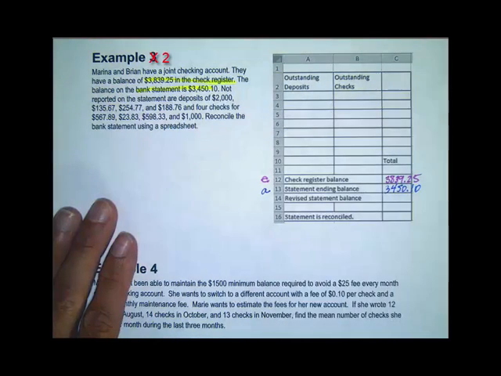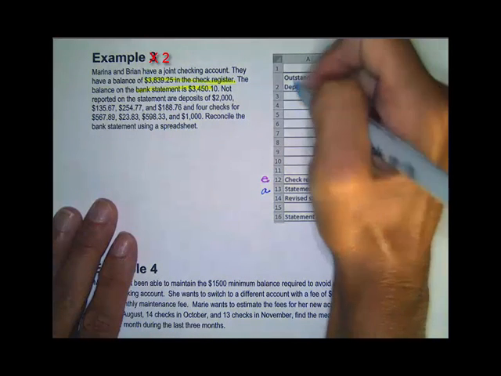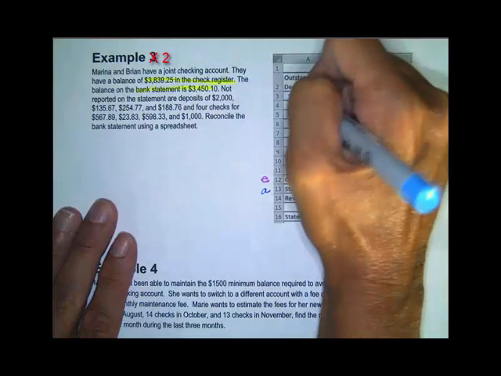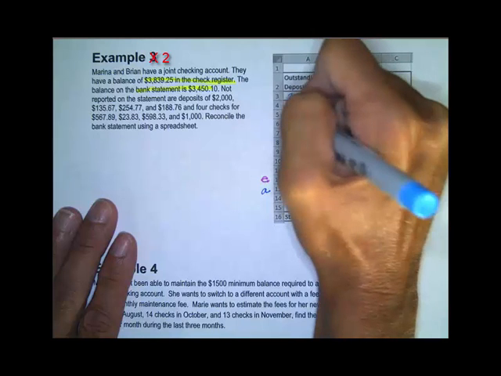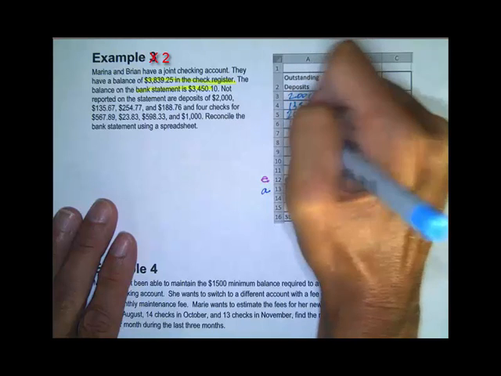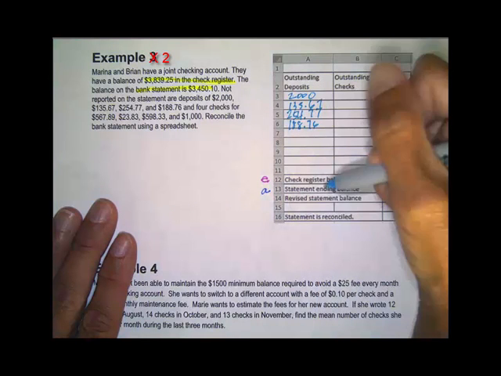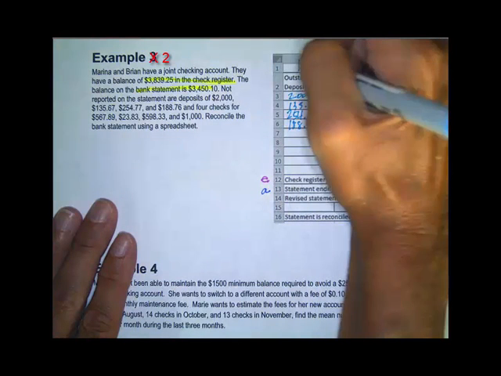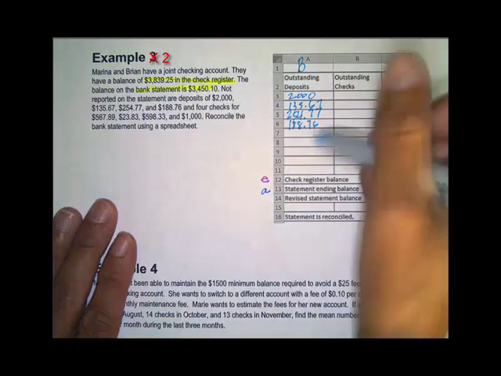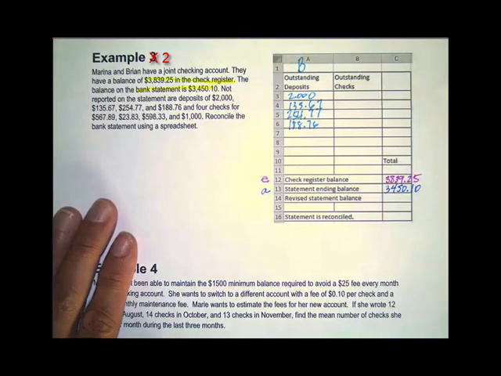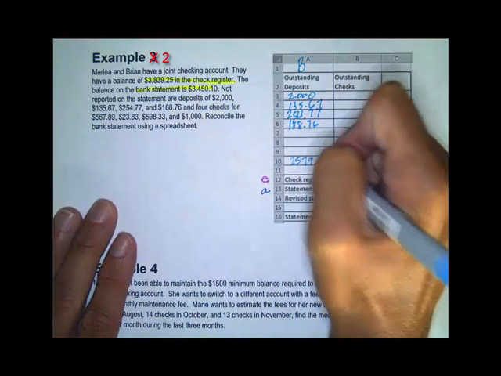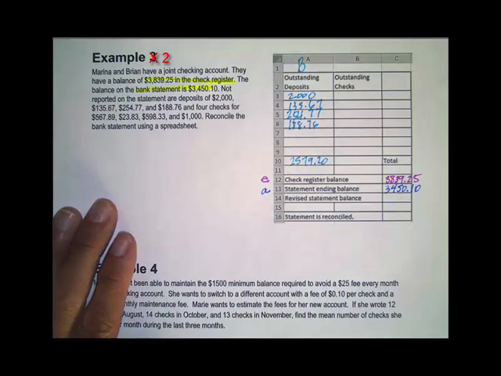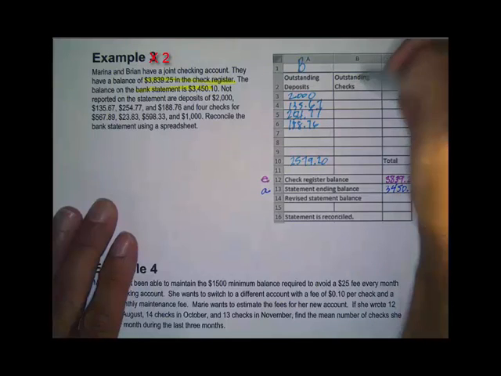Then it tells us we have all these deposits. So our deposits of 135.67, 254.77, and 188.76. Deposits are letter B. Let's add those up quickly. So pause and add those up. So that was 25.79.20. And then we have our checks, which is letter C.